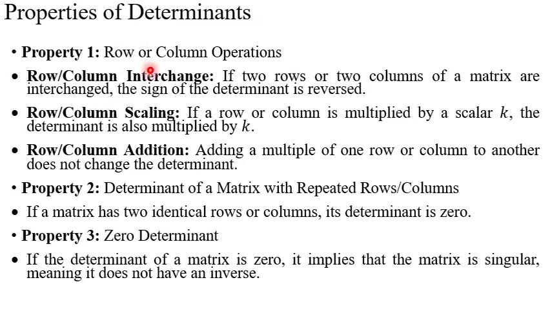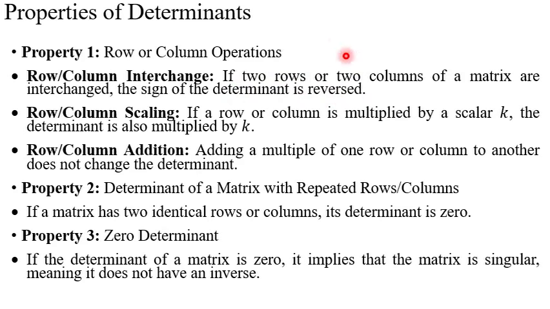So rows and columns can be interchanged. So if 2 rows or 2 columns of a matrix are interchanged, the sign of the matrix is reversed, basically. So in other words, what we're trying to say here is that the row and column of a matrix can be interchanged. So when that is done, the only thing that is affected in that matrix is that the determinant of the matrix, the sign is simply reversed.